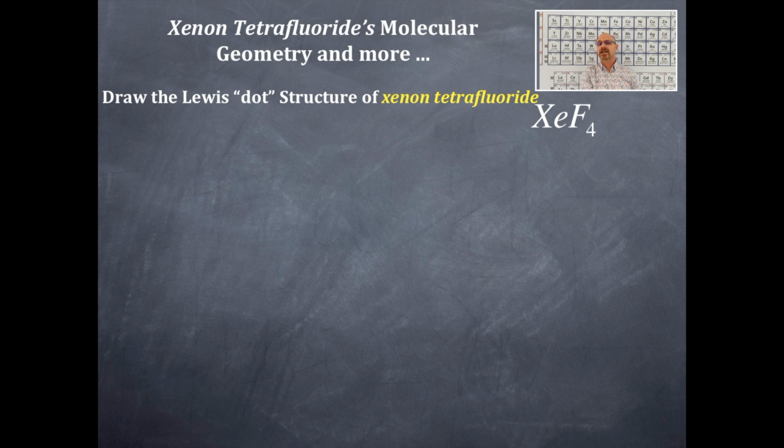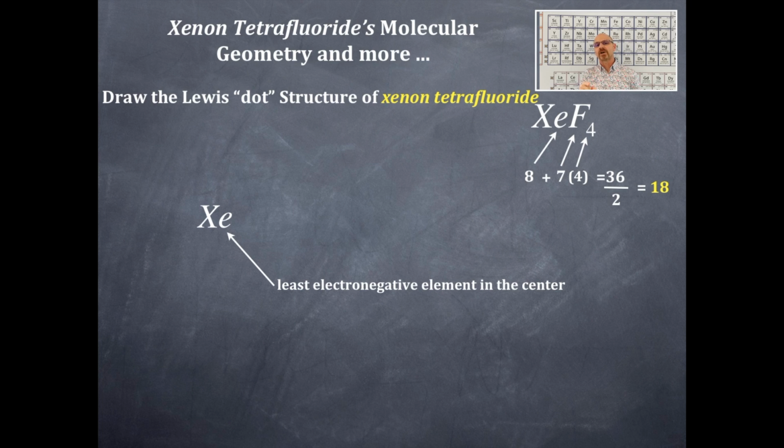Going to look at our periodic table and determine the number of valence electrons for xenon. That's 8. Fluorine, that's 7. There are 4 of those fluorines, of course. And then we're going to add these numbers up and we're going to get 36. We're going to divide it by 2 and we're going to get 18 pairs of electrons. The least electronegative goes in the middle. That's the xenon. Those fluorines surround it like the X marks the spot pattern.